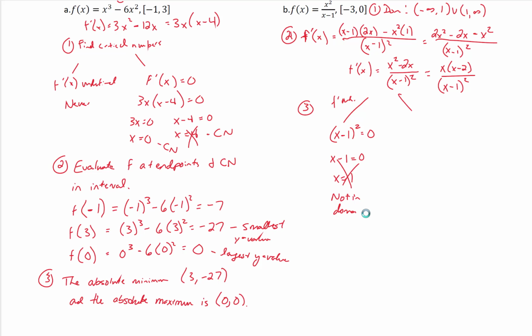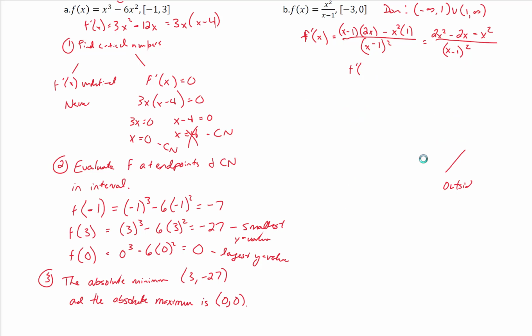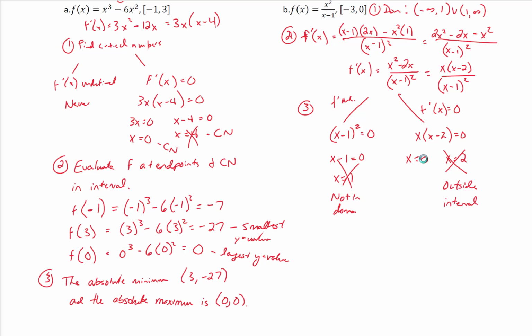And then where is f prime of x equal to 0? Well, that's going to be equal to 0 whenever x times x minus 2 equals 0. So x equals 0 and x equals 2. So those are our two critical numbers in this case. So 0 is also an endpoint, so it's in the interval. 2 is outside the interval, so we don't care about that 2.